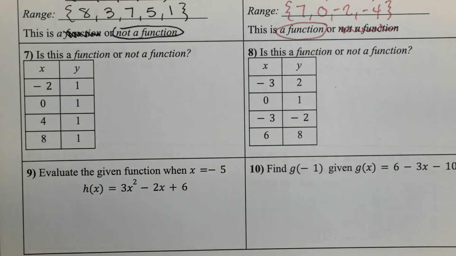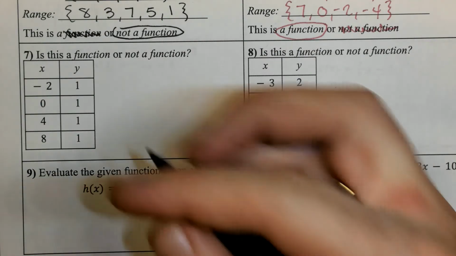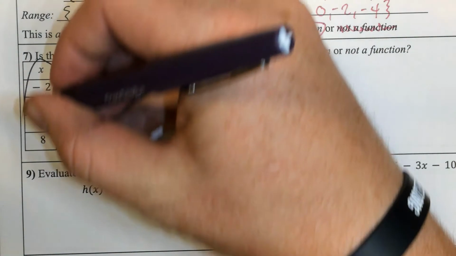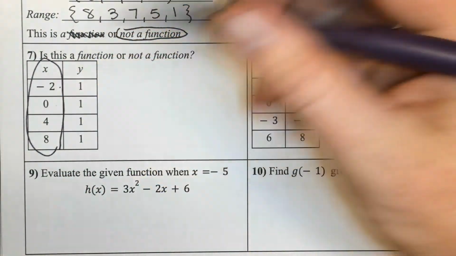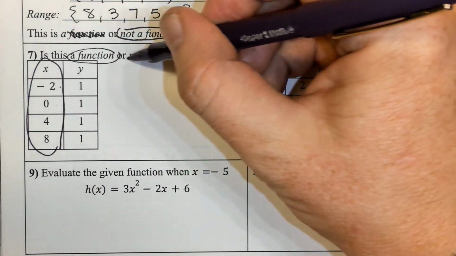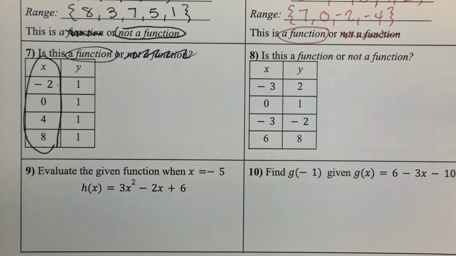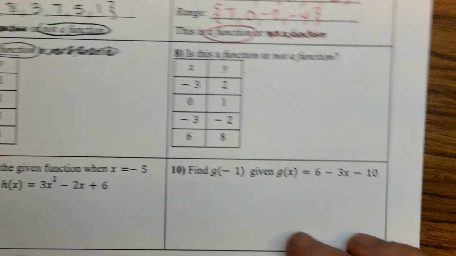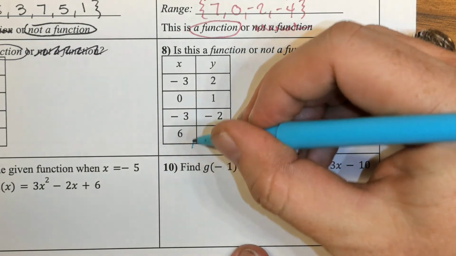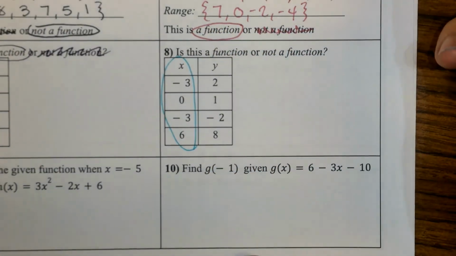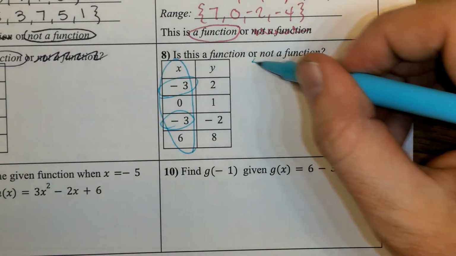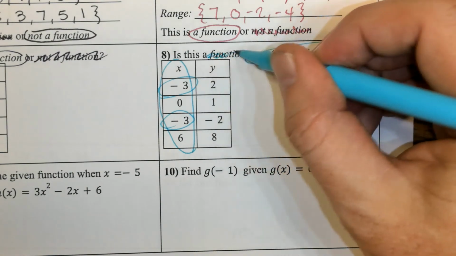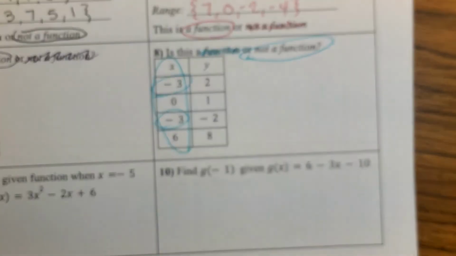This one's easy. Is this a function or not a function? Again, I only care about x values. And if I look, none of these repeat, so this is a function. That one was super simple. And looking at 8. Again, I only look at x because no one cares about y. And look, I have 2 of the same x, therefore this is not a function. And I'm done with that one.